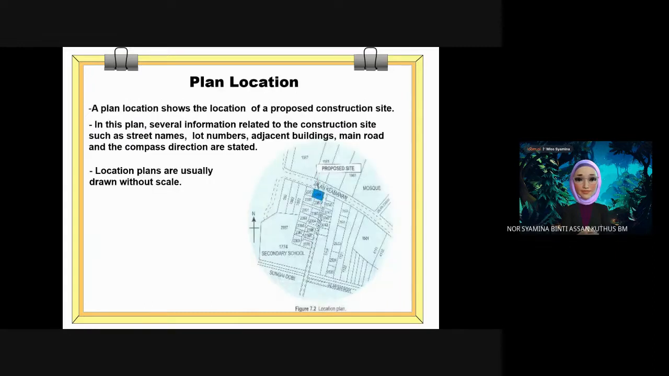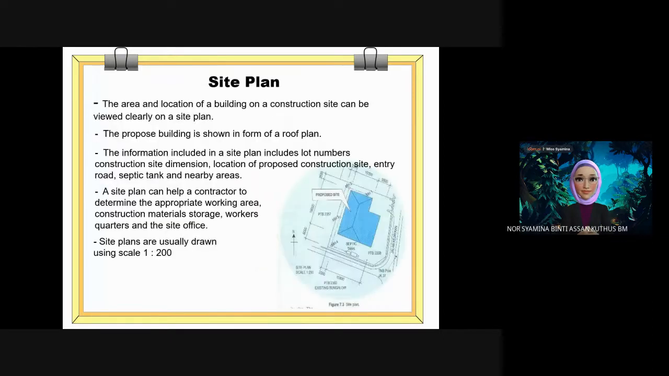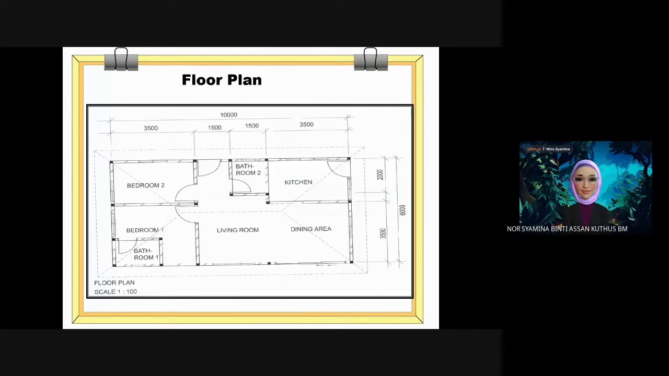Plan location is about where your site is, or where your building will be. Site plan is what would happen at the site when the construction is happening. Okay, so this is floor plan.